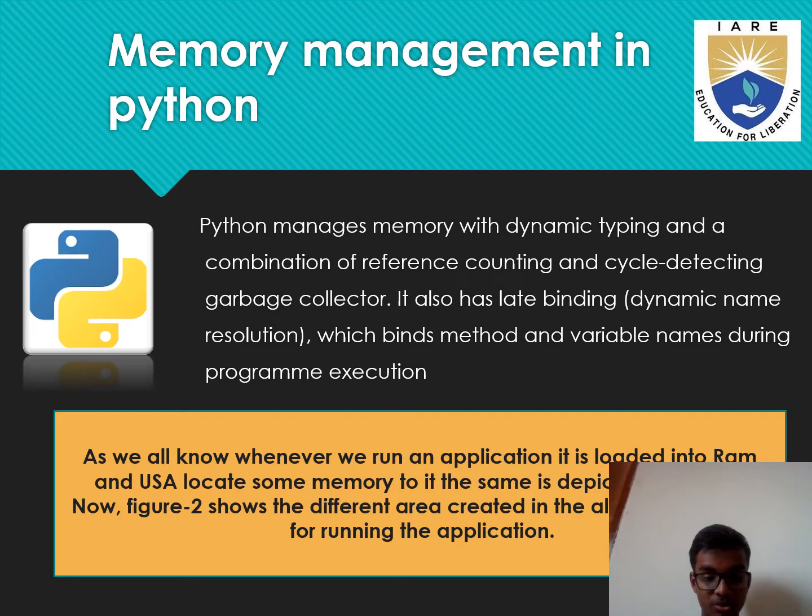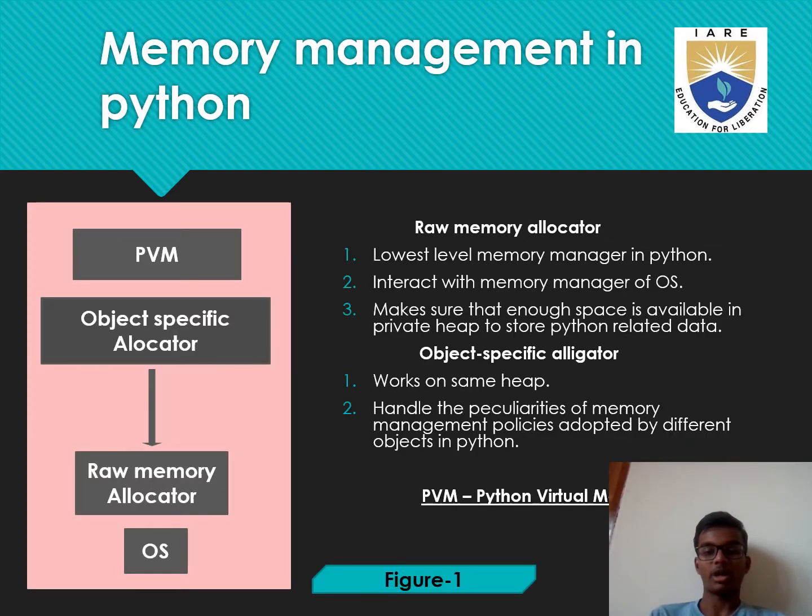Now, figure 2 shows the different areas created in the allocated memory for running the application. The raw memory allocator is the lowest level memory manager in Python. It interacts with the memory manager of the operating system, or OS, and makes sure that enough space is available in the private heap to store Python related data. The object specific allocator works on the same heap and handles the peculiarities of memory management policies adopted by different objects in Python.